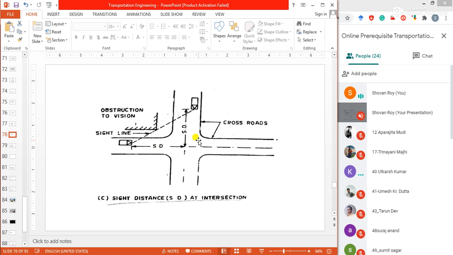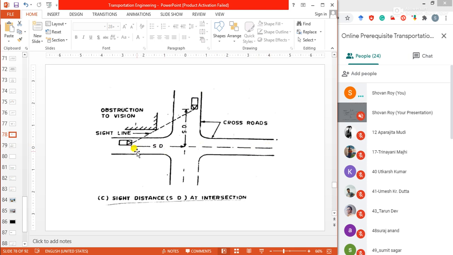So sight distance at intersection, sight distance at intersection, like that. Okay, a vehicle is coming from this lane, one vehicle is coming from this lane, another vehicle is coming from this lane, and this is their sight line through which they can see each other. Intersection means crossroads, one road is crossing another road.